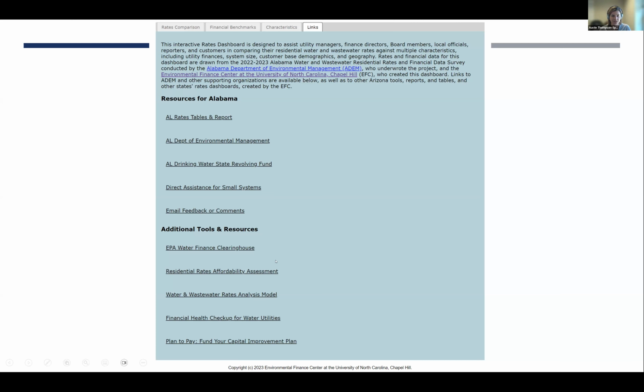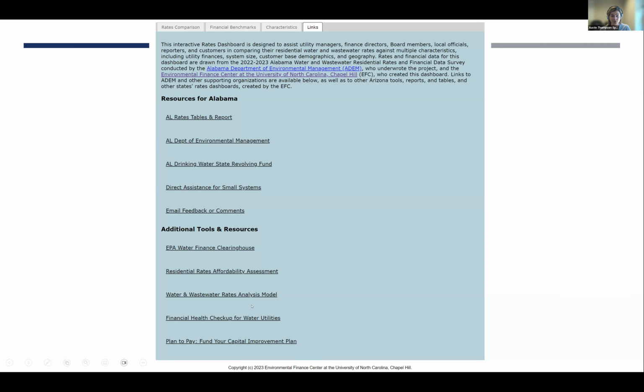And then other resources, the Water Finance Clearinghouse, which can be helpful for finding sources of funding if you're looking for funding. The Residential Rates Affordability Assessment, which I talked about previously. The Water and Wastewater Rates Analysis Model, which is something that we use for technical assistance. It's basically a revenue model where utilities can input expenses for their utility, any sort of planned capital improvements, information regarding bills from their customers, and then kind of play around with their rates to see how they can plan for future capital improvements or just increase their rates to meet their day-to-day needs.